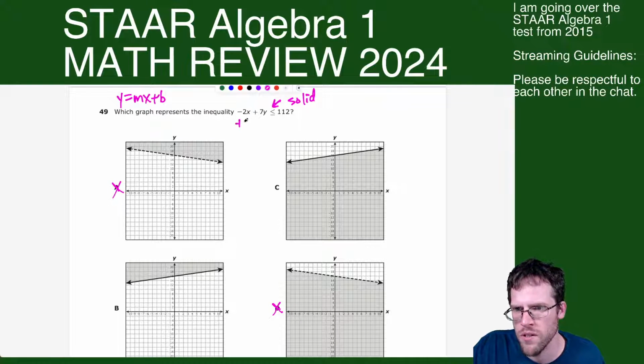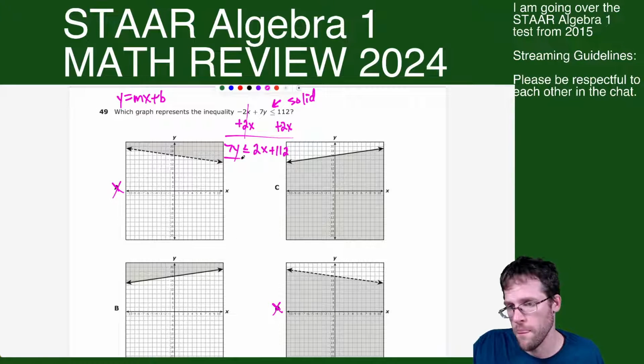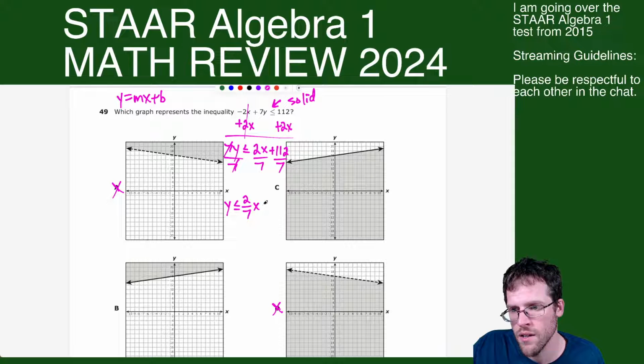Okay, so I'm going to go plus 2x on both sides. And now this cancels. I have 7y is less than or equal to 2x plus 112. And now I'm dividing everything by 7. I'm dividing by a positive, so the sign is going to stay less than or equal to. And now I can write this as 2/7 x plus 112 over 7. Let's see, 112 divided by 7 is 16 here.